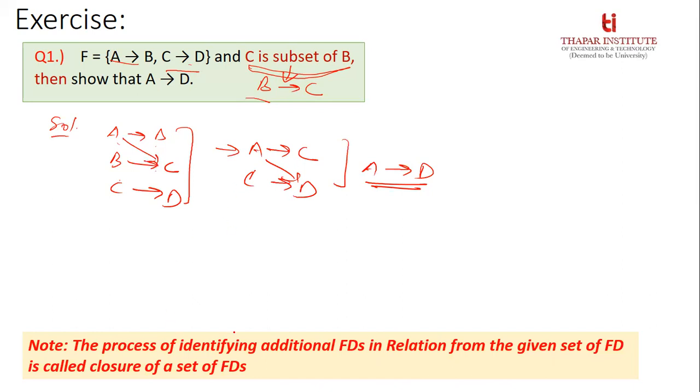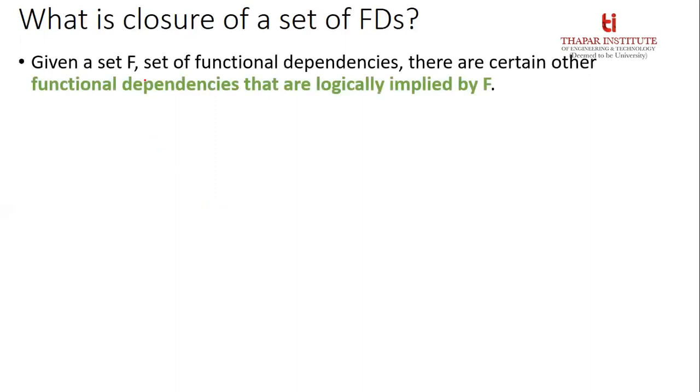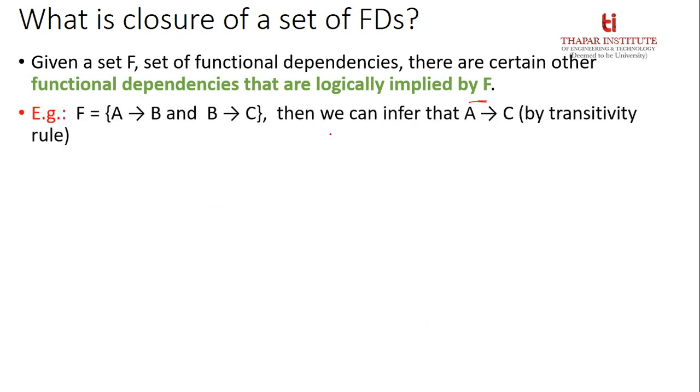Okay, so the process of identifying additional functionality in the relation from the given set of FDs is called the closure set of FDs. So how can you identify the closure set of FDs? For a given set F of functional dependencies, there are certain other functional dependencies that are logically implied by F. So we can also identify the other functional dependencies for the given set F. The whole set becomes the closure of F.